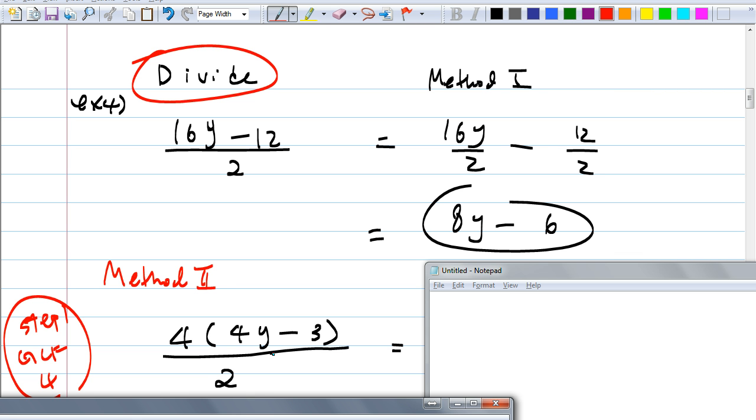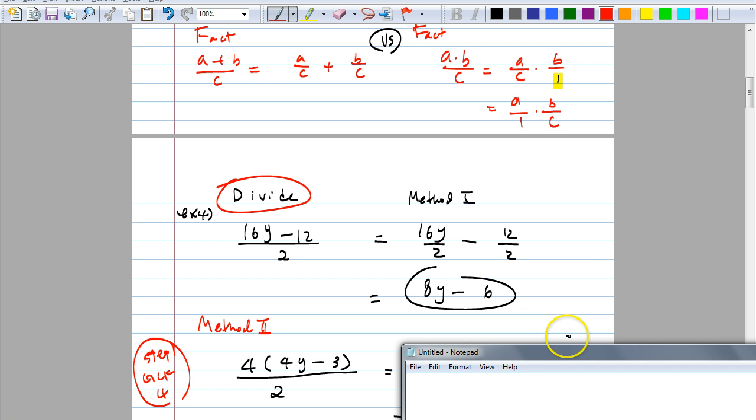Think about what we just did up here. Remember the first fact, hold on a second. So look at the second fact we talked about. Isn't this what we have? What's A times B over C? That's A over C times B over 1. So look, I have 4 times 4y minus 3 over 2. How can I rewrite this after I factor out that GCF of 4? Anybody? You can do 4 times 4y and 4 times 3, and then get 16y minus 3 over 2.